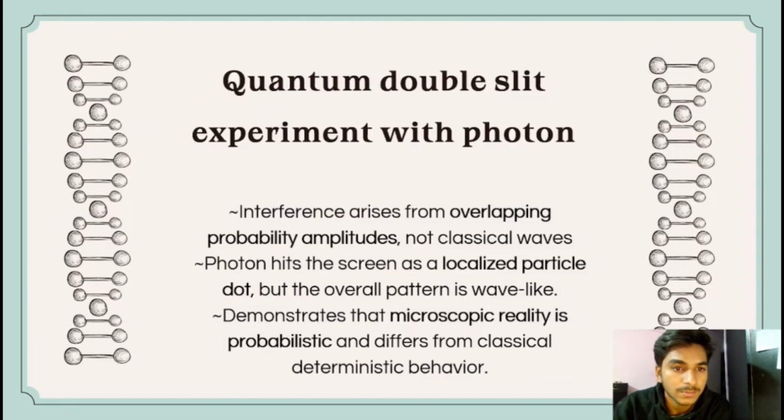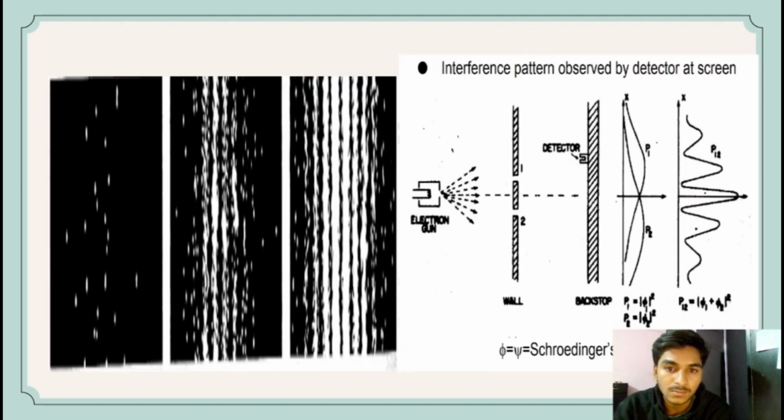Now, interference arises from overlapping probability amplitudes, not classical waves. A photon hits the screen as a localized particle dot, but the overall pattern is wave-like. This demonstrates that microscopic reality is probabilistic and differs from classical deterministic behavior. This interference pattern is observed by the detector at the screen.